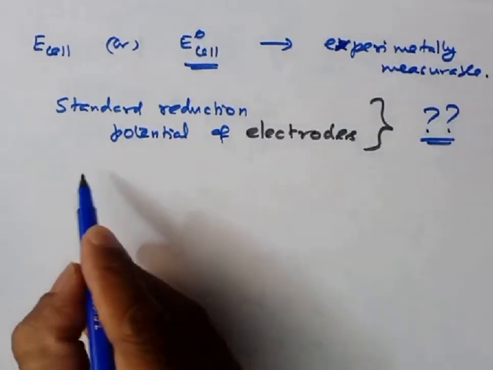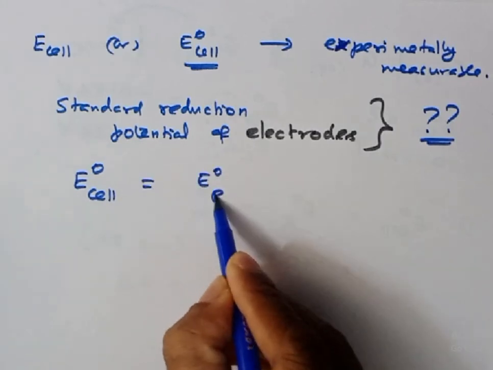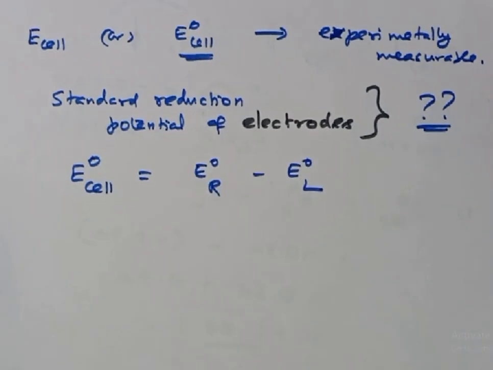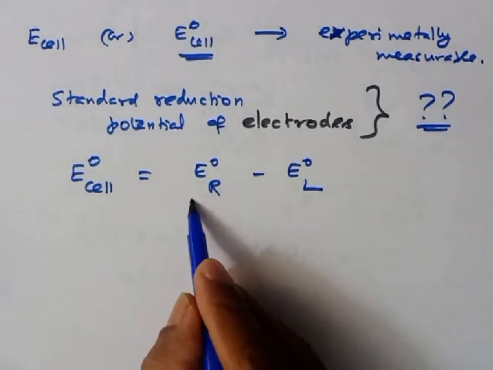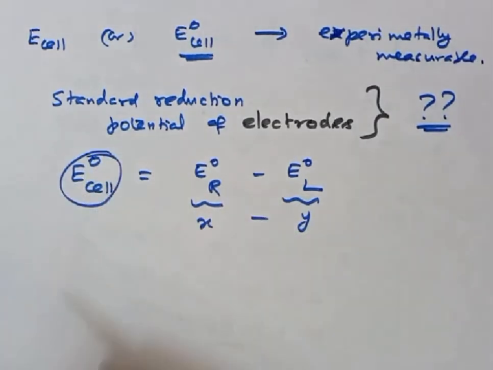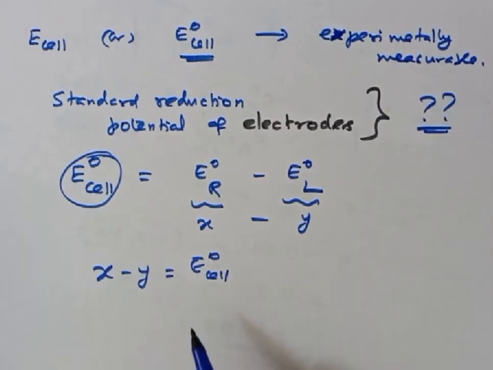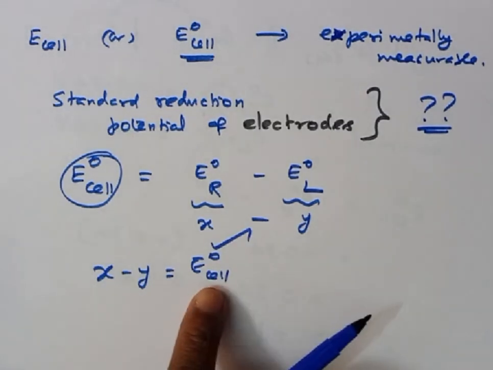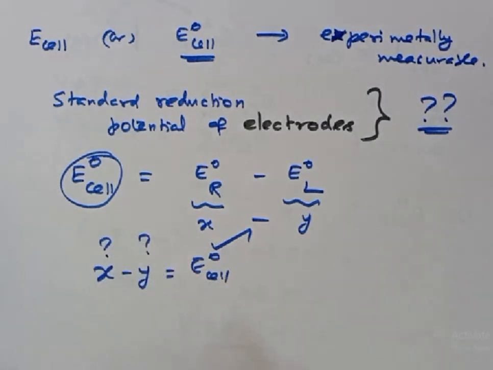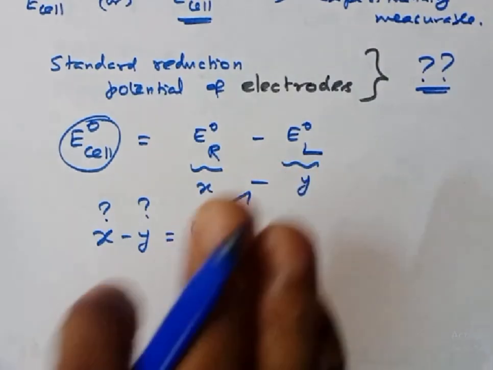We normally write like this, right? E naught cell is nothing but E naught of the right hand side electrode potential minus E naught of the left hand side electrode potential. Let this value be x and this value be y. x minus y is E naught cell. This you can measure. Only the difference you can measure. You cannot measure the value of x and the value of y directly. That is, individual electrode potentials cannot be measured directly.